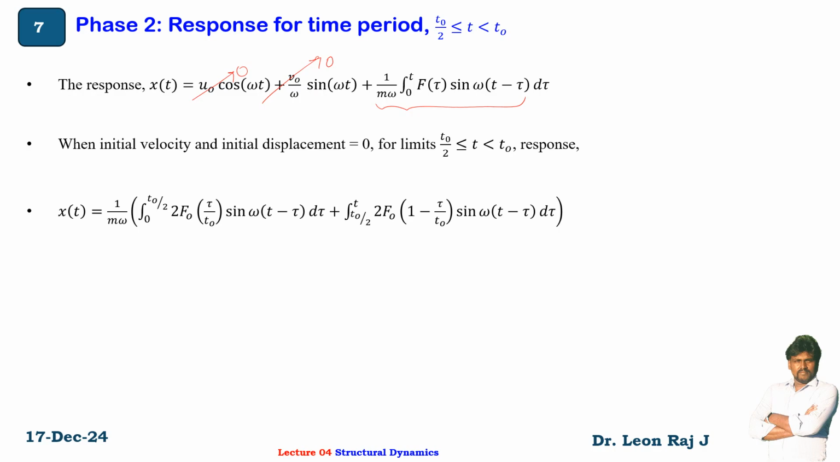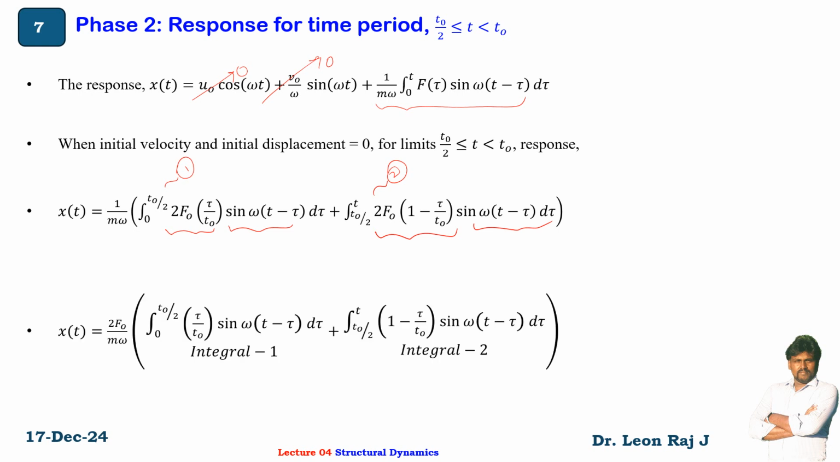From the loading diagram, we understood that 0 to t directly cannot be applied. So the limit needs to be applied is 0 to t0 by 2. This is your first part, and this is your second part actually, t0 by 2 to t. So therefore, up to t0 by 2, your forcing function is 2f0 into tau divided by t0, and the second part forcing function is 2f0 into 1 minus tau divided by t0. So the rest of the term is same, sin omega t minus tau into d tau. So only the limits need to be carefully applied.